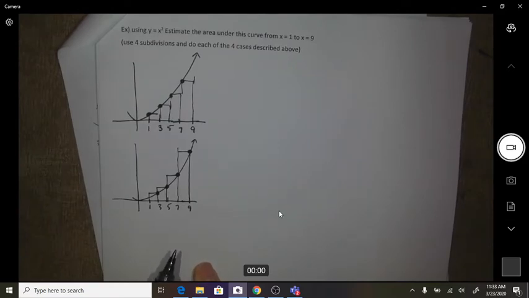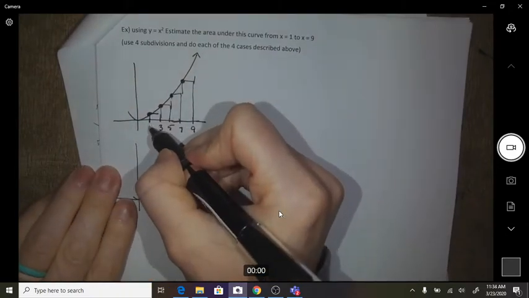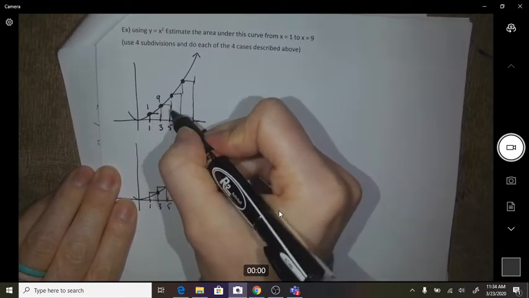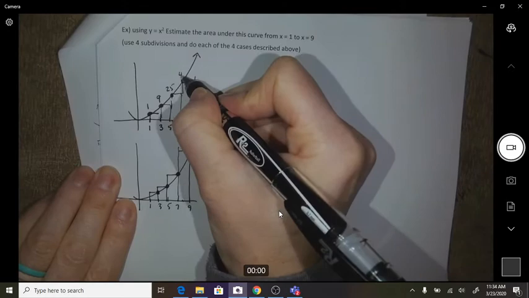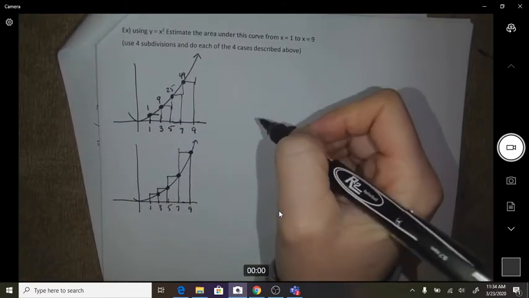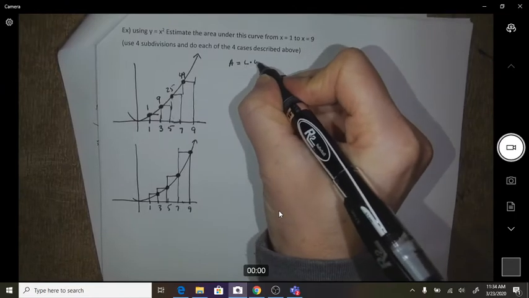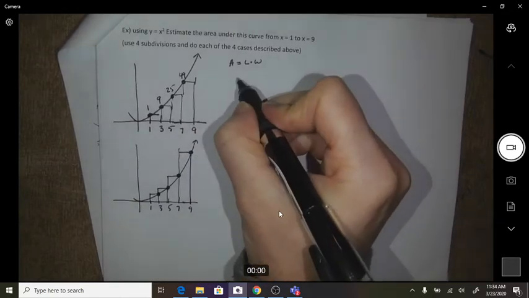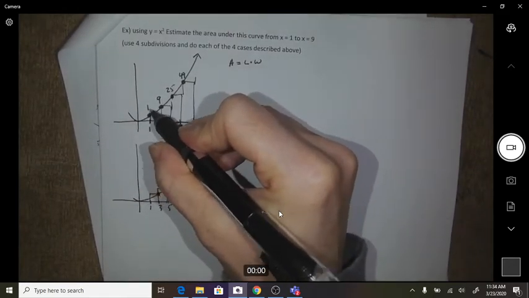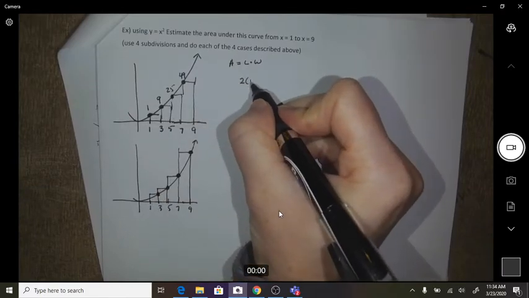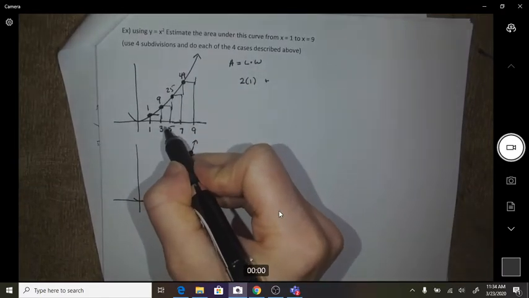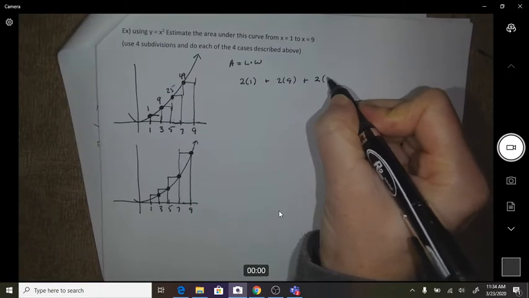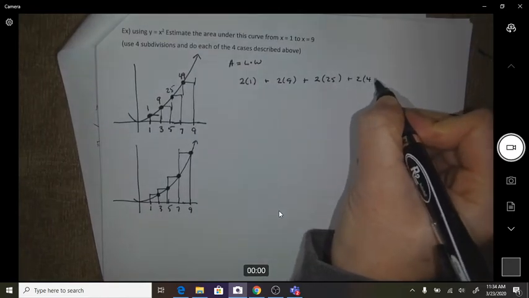Okay, so let's get the height. Let's plug it into x squared. The height here would be 1. The height here would be 9. Here would be 25 and 49. Okay, so what's the area of a rectangle? The area equals length times width. So this first rectangle is a length of 2 and a height of 1. Second rectangle is a length of 2, a height of 9. A length of 2, a height of 25. A length of 2 and a height of 49.